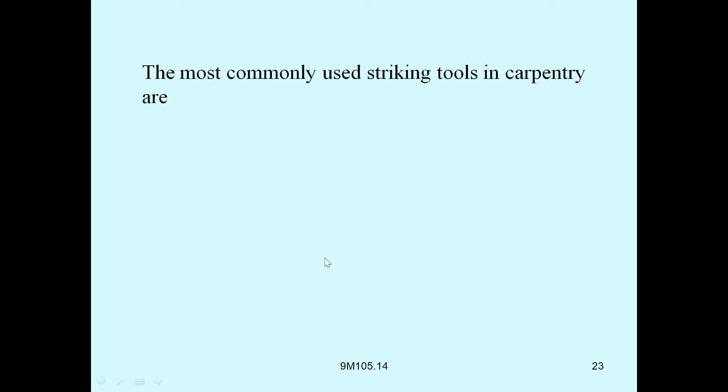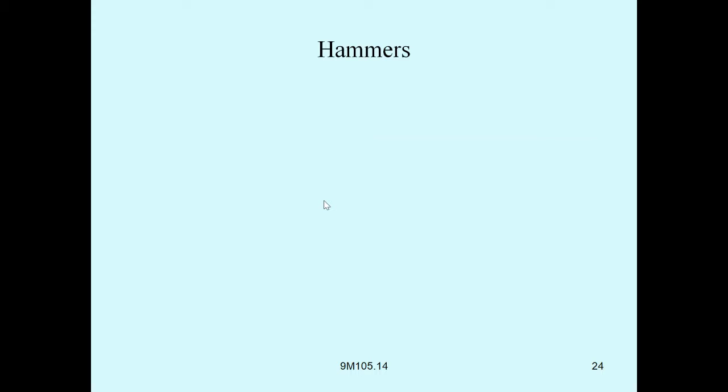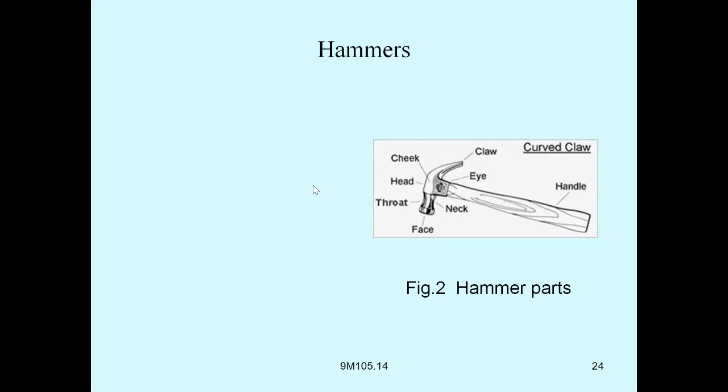The most commonly used striking tools in carpentry are hand hammers, and hammers and mallets. You can see the diagram of a hammer here, that is the curved claw hammer. So this will be the hammer diagram.